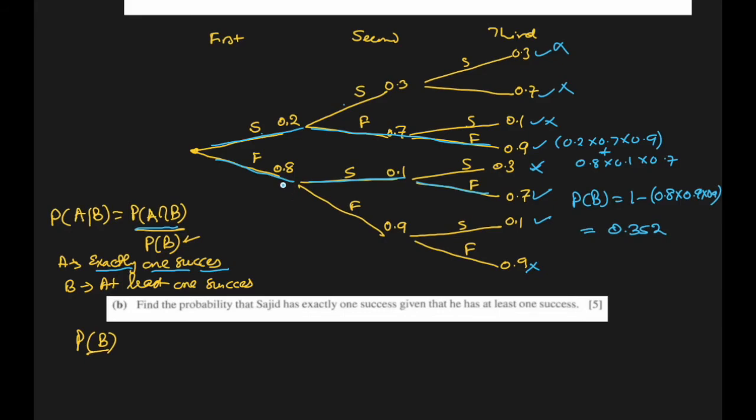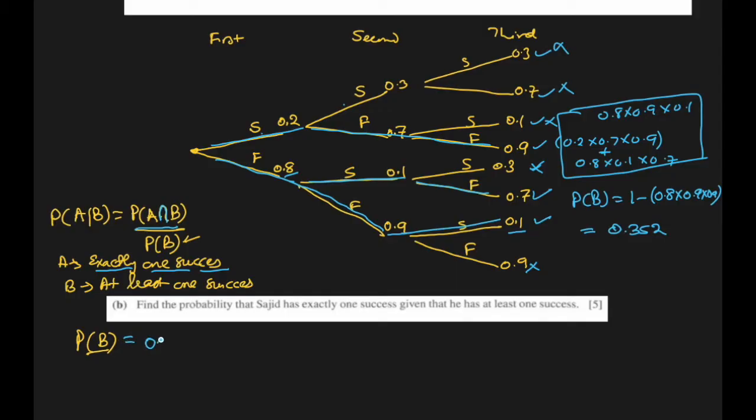Okay, third one. Failure, failure, success. Yes, this third branch is this one. 0.8, 0.9, 0.1. Let me write here: 0.8, 0.9 and 0.1. These are the 3 out of 8 where we have exactly one success, and that represents the intersection of the 2, common between the 2. And that's what we are going to write here.